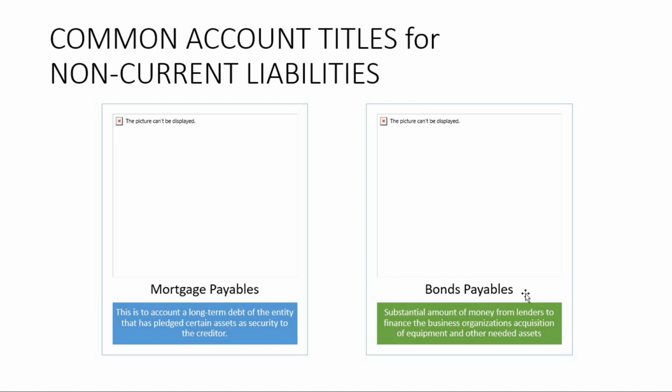Next will be bonds payable. So, this is another long-term liability. This is a substantial amount of money from lenders to finance the business organization's acquisition of equipment and other needed assets. So, in short, if the entity cannot secure the needed amount from one institution, for example a bank, they cannot provide it. Say, for example, they are in need of 20 million and they cannot get that at once from the bank.